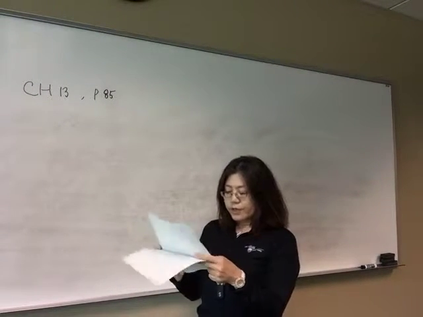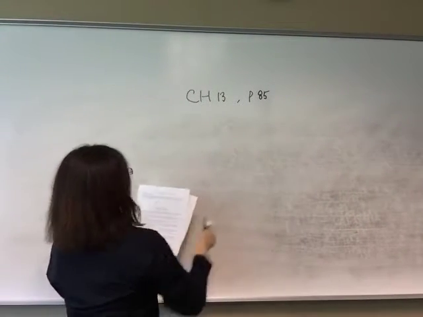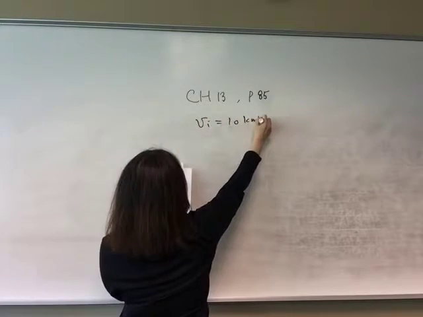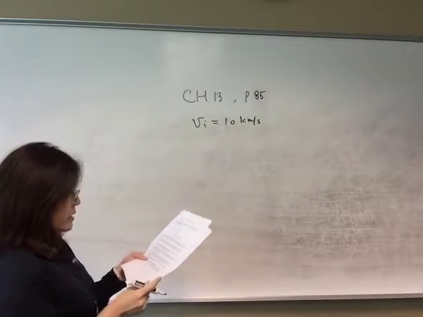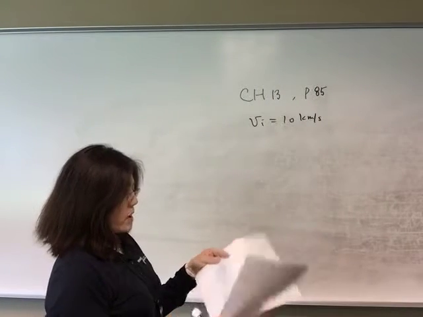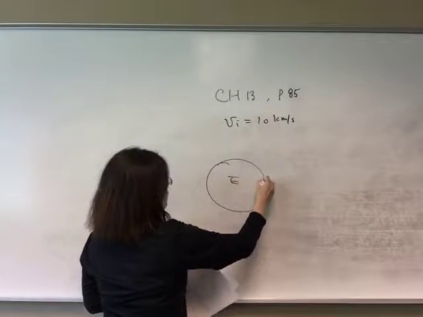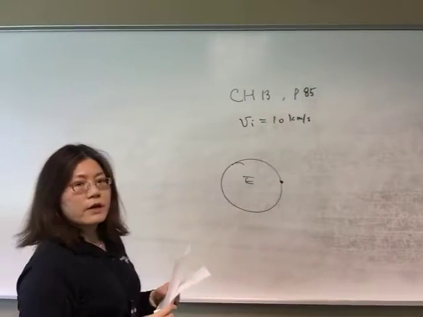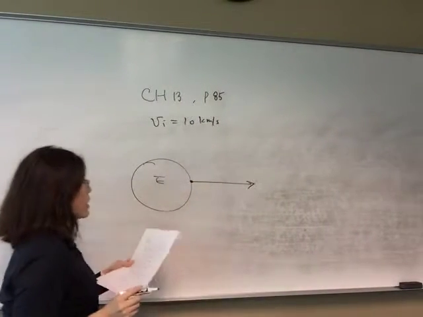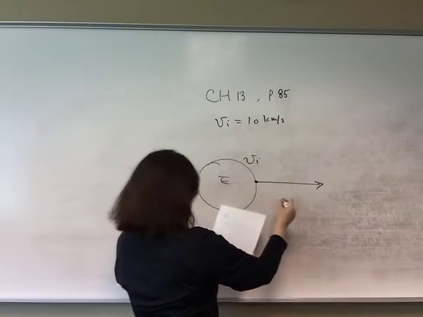A projectile is fired vertically from Earth's surface with an initial speed of 10 km per second. Neglecting air drag, how far above the surface of the Earth will it go? So in other words, this is the Earth. On the surface of the Earth, there's a projectile, and it's being fired vertically. Okay, so with the initial velocity, how far will it go?